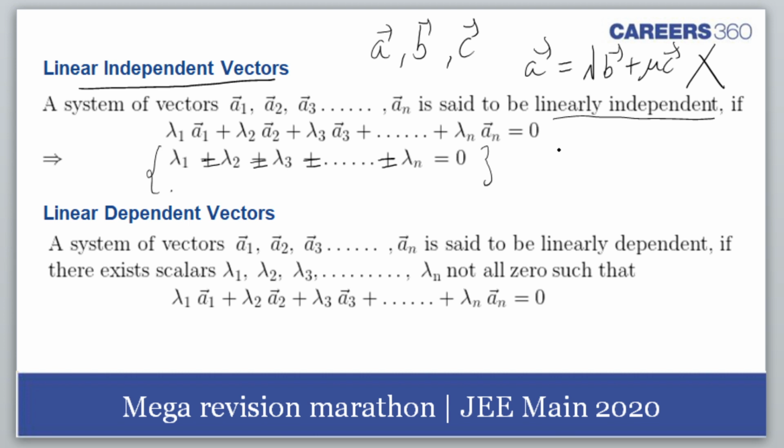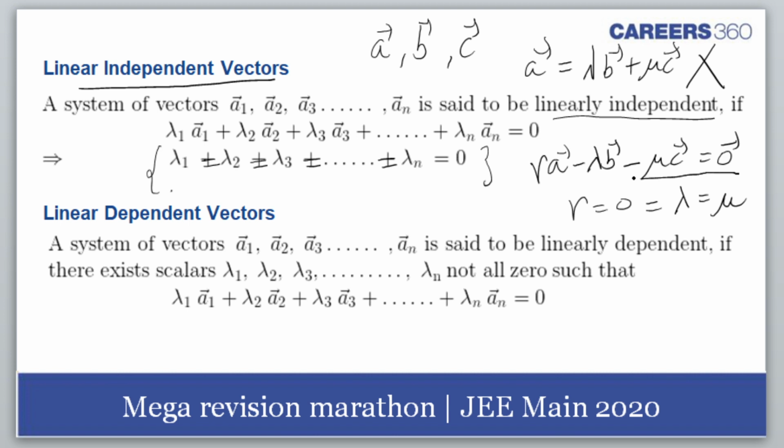So, if I actually have A minus lambda B minus mu C equal to 0, then in that case, this is also something, let's say gamma. Then gamma would be equal to 0, would be equal to lambda, would be equal to mu. Okay? This is what we understand by this statement. I hope this is okay with everyone.